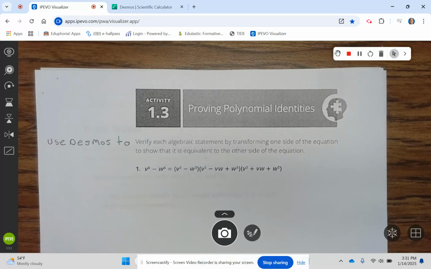Okay, Wildcat, so we're at 1.3, proving polynomial identities. Use Desmos to verify each algebraic identity by transforming one side of the equation to show that it is equivalent to the other side of the equation.